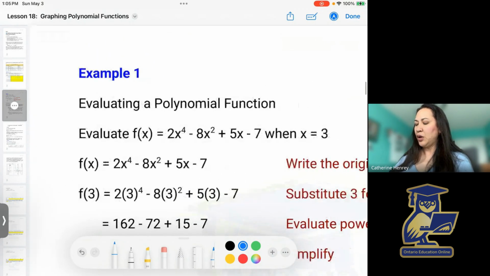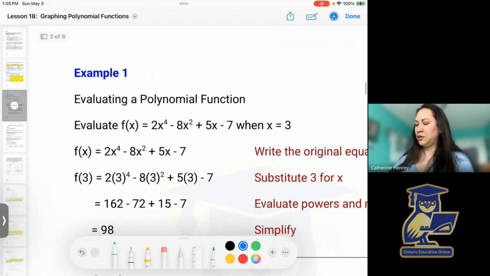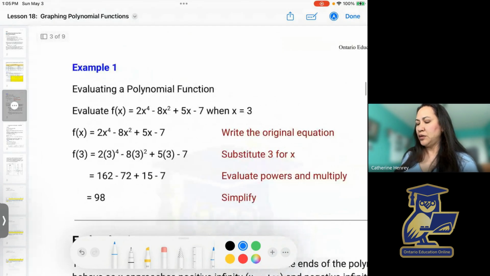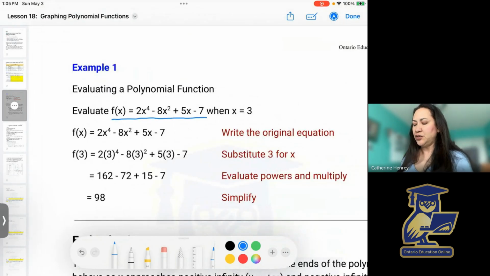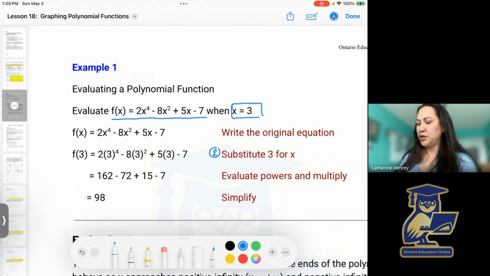So evaluating a polynomial function, taking a look at an example, let's say we have the polynomial function f of x is equal to 2 times x to the power of 4 minus 8 times x to the power of 2 plus 5x minus 7. And we want to evaluate that function when x is equal to 3. So my first step is to write the original equation. My second step, which is really important, we substitute 3 for all the x values.